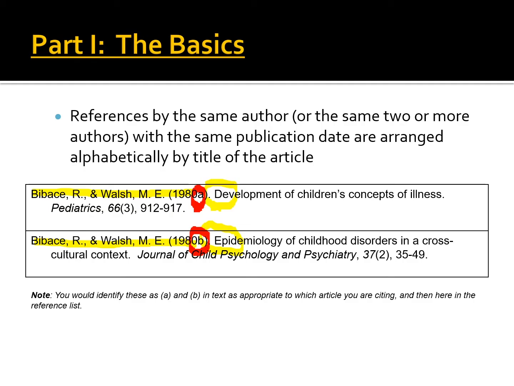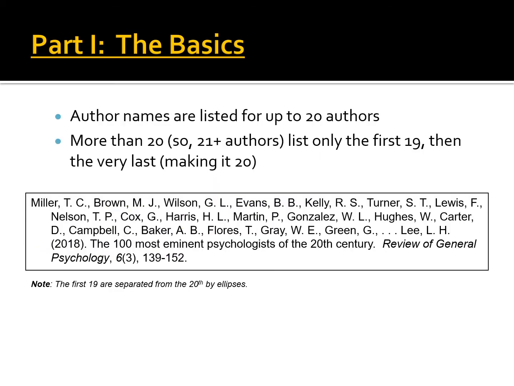Now you would identify these as A and B. So you sort of see indicated here, there's the letter A following 1980 in that study, and then the letter B following 1980 in that study. And you would do that in the reference list as well as in text. So in text, when you're talking about the development of children's concepts of illness article, you would put Babacci and Walsh, 1980A. And when you were talking about the epidemiology of childhood disorders in a cross-cultural context article, you would put Babacci and Walsh, 1980B, so that as a reader, I would be able to find these two separate articles independently.